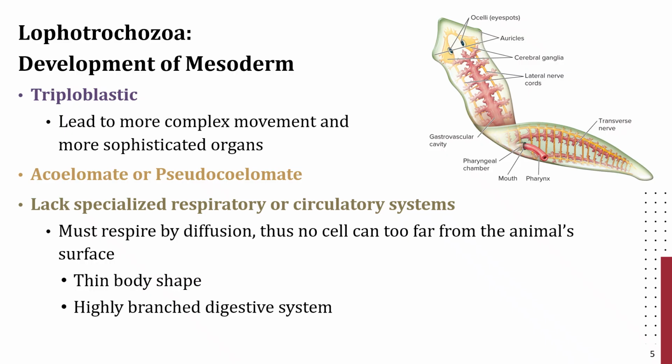They are all triploblastic, which means they have endoderm, ectoderm, and now the development of a mesoderm. This is going to lead to much more complex movement, and we start to see more sophisticated organs. So with these guys, we get tissues and organs that we weren't seeing in previous animals.